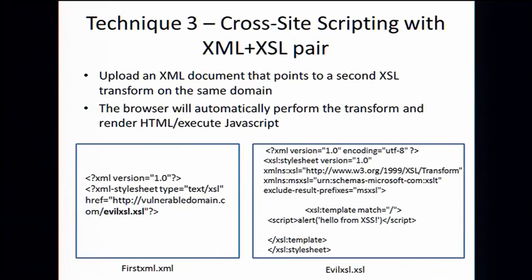So what if XML can be uploaded and downloaded? This is an interesting case, and it'll be important in our demo later. If you upload an XML file and it points to a second XSL transform on the same domain, that XSL is applied by design. So as an example of this, on the left we have first XML.xml, and it's very simple, but it points to this XSL on the right, and it's just doing what it's supposed to do, but it's transforming this first XML to execute script. I'll go back to that. So this is important, and again, keep it in mind.